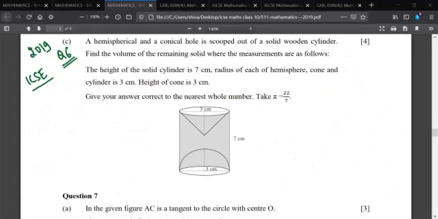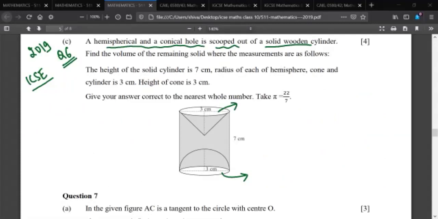Mr. Rudra, the next question is: a hemispherical and conical hole is scooped out. Scooped out means that you have taken this portion out and this portion also out of a solid wooden cylinder. It is a wooden cylinder. Find the volume of the remaining solid.